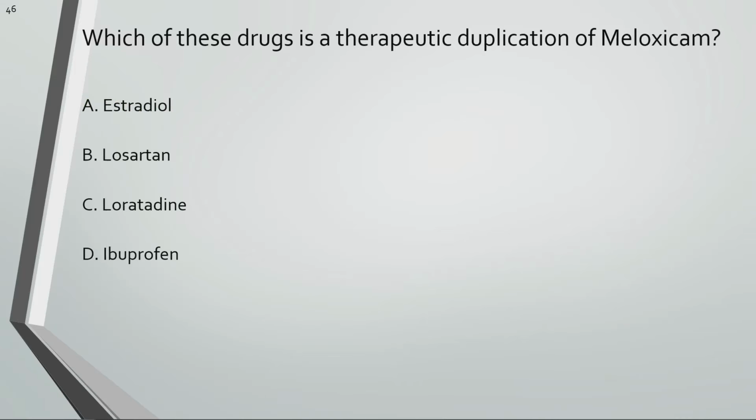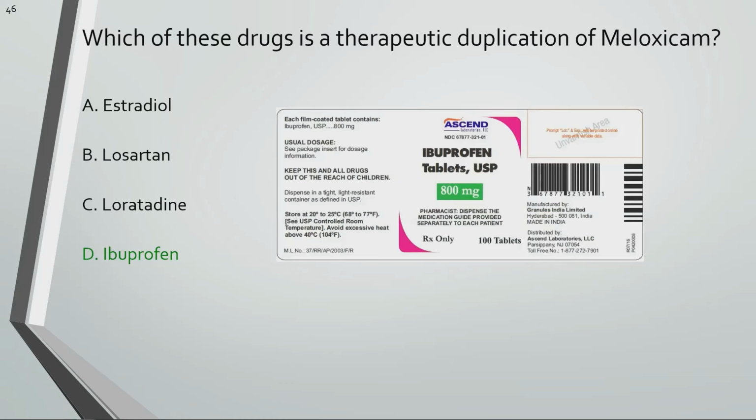Which of these drugs is a therapeutic duplication of meloxicam? Estradiol is a hormone, losartan is an angiotensin II receptor blocker used for hypertension, loratadine is an antihistamine used for allergy symptoms, and ibuprofen is an NSAID like meloxicam, so ibuprofen and meloxicam should not be taken together.